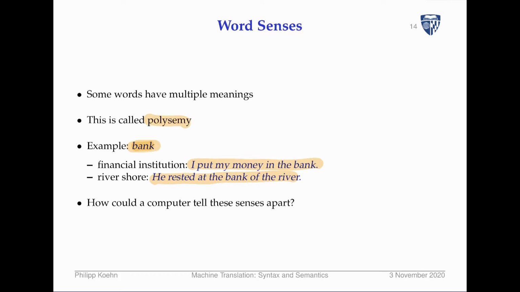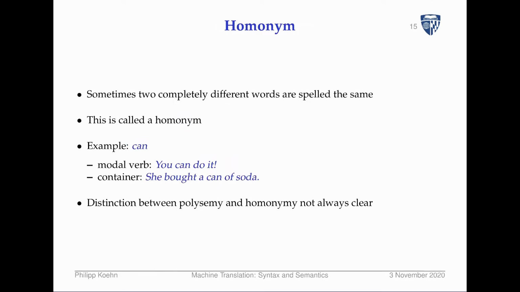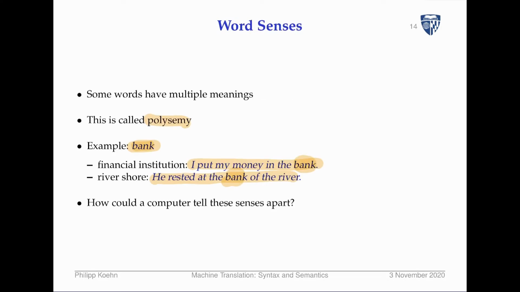So how could a computer possibly ever tell these apart? Because the computer sees these four characters in sequence either way. So how can it actually have different representations for these? Well, the answer is ultimately the same way humans do it, by looking at context.